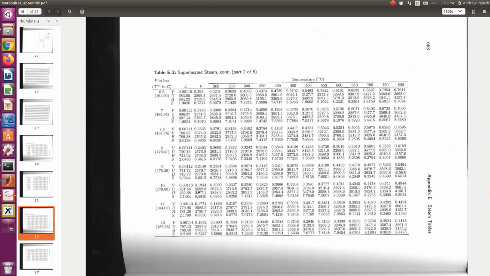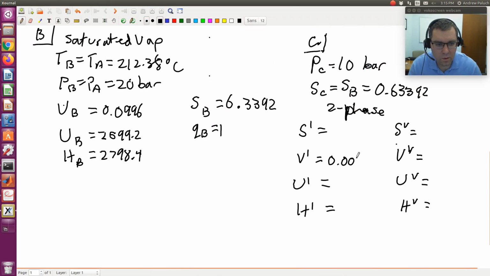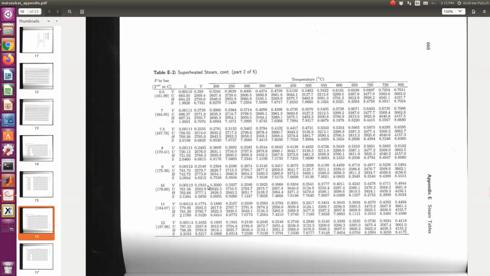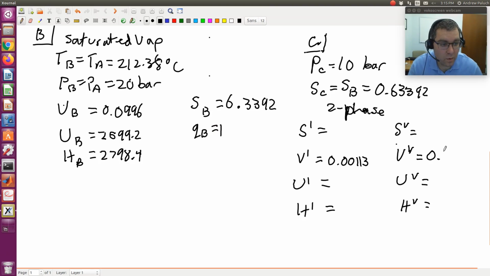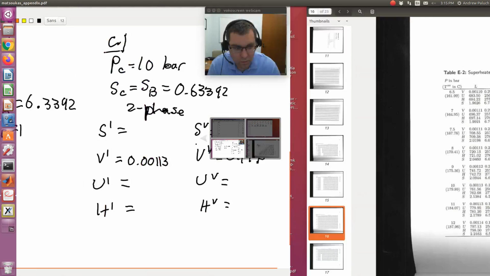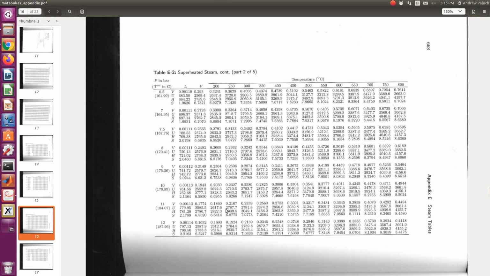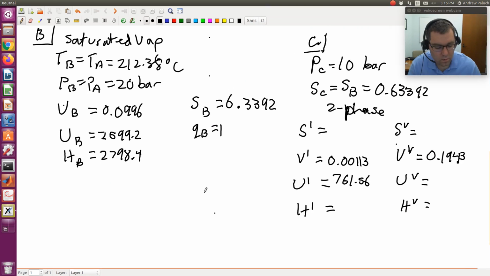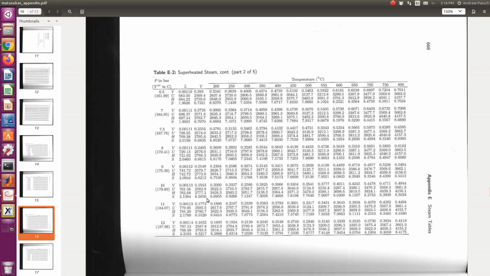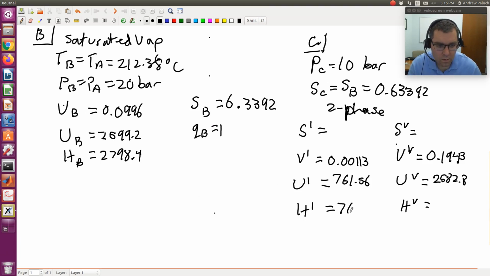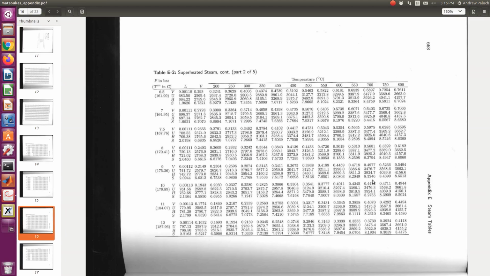And we were at 10 bars. We knew we were in between the two. Okay, so VL is 0.00113. Vapor is 0.1943. U liquid is 761.56, U vapor is 2582.8. H liquid is 762.68. Vapor phase is 2777.1.